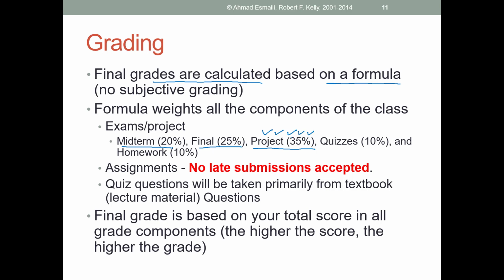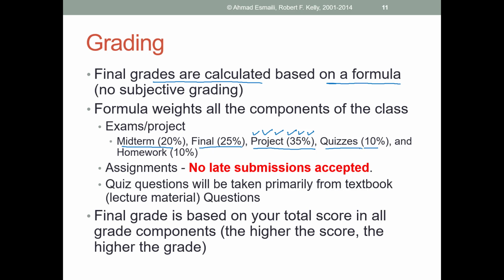And as I said, you can do the project in a team. That will make it even more fun. The quizzes are going to be 10%. This is something I need to check. If you find any inconsistency, please let me know. I will fix that. But I have a feeling that something needs to be fixed. I'll get back to you about that.